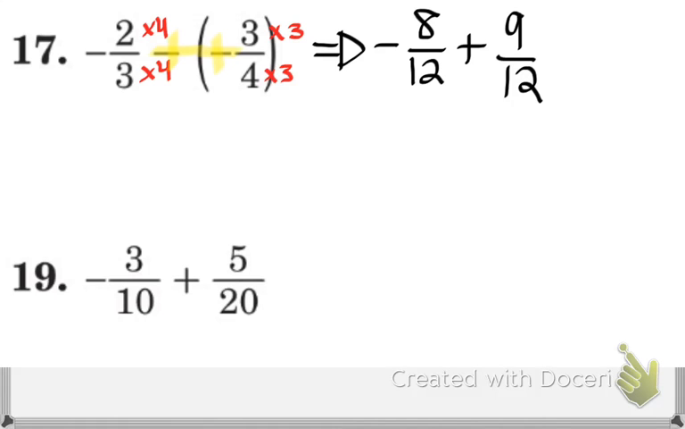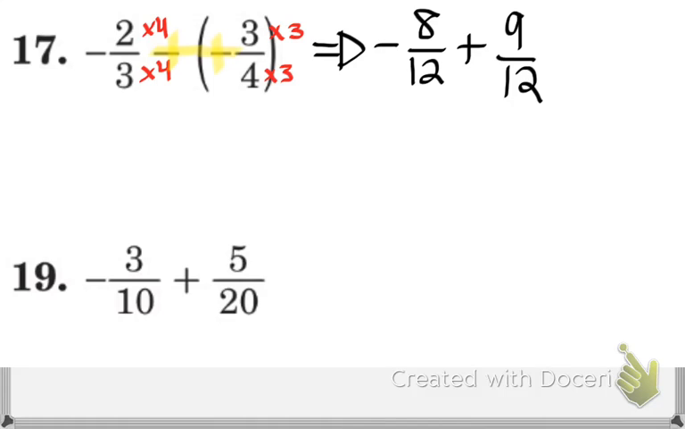So first things first, minusing a negative really just becomes plusing a positive, so this becomes just plus. Converting to common denominators, you should have negative 8 over 12 plus 9 over 12. So if you had trouble getting to this step, or maybe you had something different, go ahead and hit pause and finish from here if you haven't done so already.